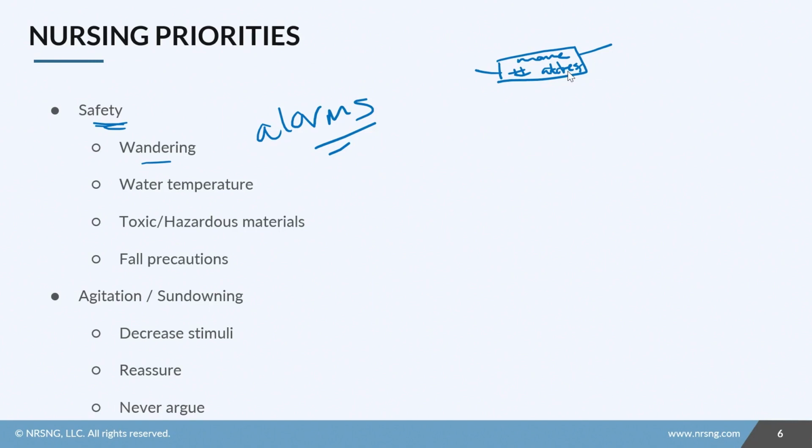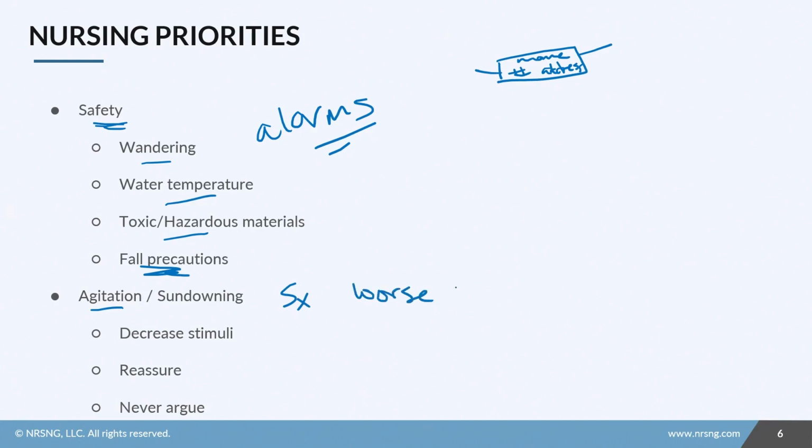Because sometimes they literally go for a walk that they would go for all the time, and then they just can't remember how to get home. So it's really important. We also want to be cautious with water temperature and toxic materials in the home, because judgment is impaired, and so they may not recognize the danger. And then as they get more and more apraxia and issues with those motor movements, they're going to be a high fall risk.